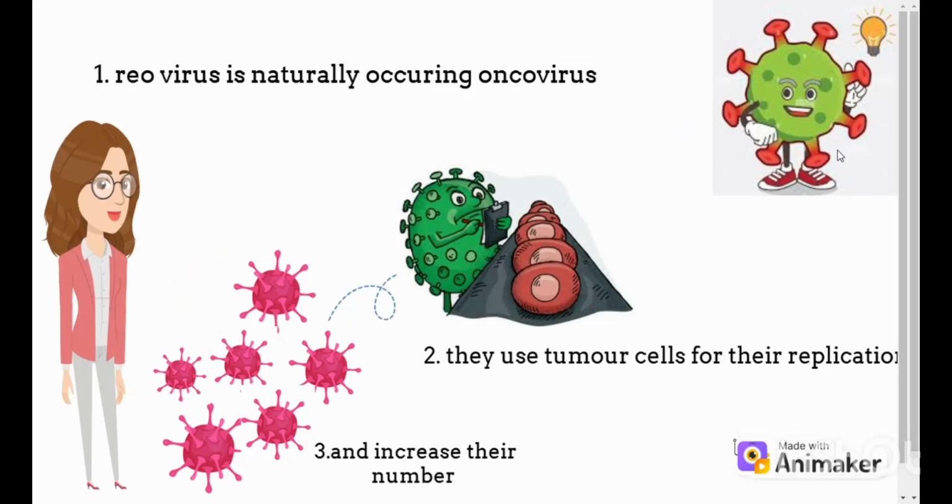They specifically infect cancer cells that have a mutation in the RAS signaling pathway. Mutation of the RAS signaling pathway is a common feature in many cancers. As the reovirus infects, this mutation allows the virus to replicate inside the cancer cells and increase their number. As the virus multiplies, it causes the cancer cells to burst and die.